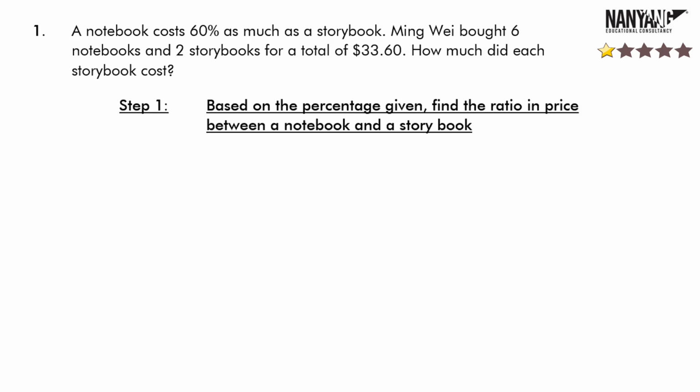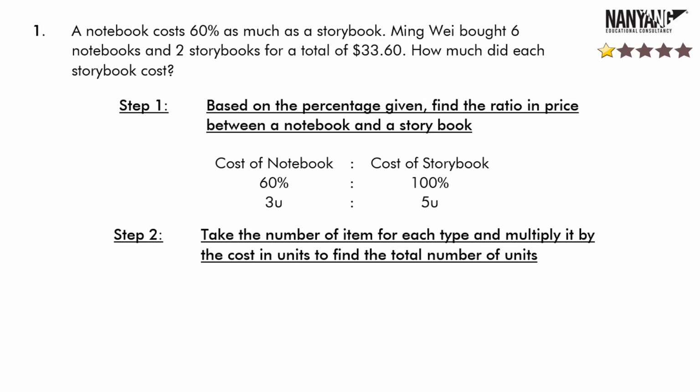Our first step is to, based on percentage given, find the ratio in the price between notebook and storybook. As such, it should be 60% to 100%. Simplifying it to its simplest form, we get 3 units to 5 units. Next, we take the number of items for each type and multiply it by the cost of units. That way you can find the total number of units.